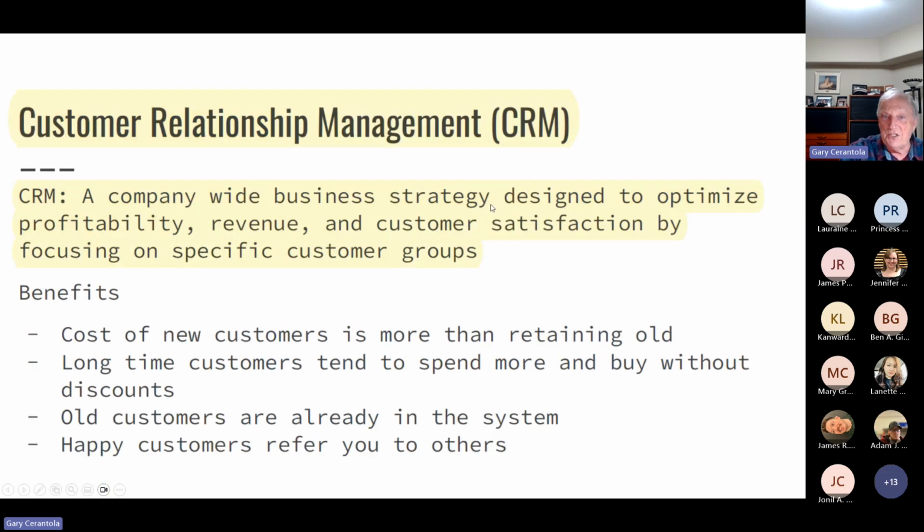Now I talked about customer relationship management, and it's a business strategy designed to optimize profitability, revenue, and customer satisfaction by focusing on specific customer groups. I'll give you an example. One of the times I went to the dentist, they asked me how it was going, and I started talking about my children. The next time I came back, they asked me about a particular daughter and how she was doing. Well, how is that done? They're gathering information through customer relationship management. And what are they doing? They're creating intimacy with the customer.